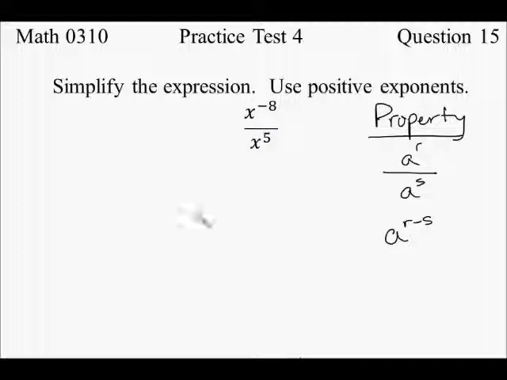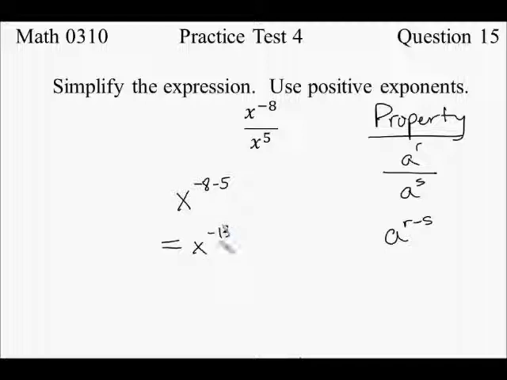So this really becomes, since these are the same base, x to the negative 8 minus 5. In other words, power in the numerator minus power in the denominator. Okay, so now we can simplify that. X to the negative 8 minus 5 would be x to the negative 13. And we would leave our answer like that, but the question says to use positive exponents in our answers. So since we have a negative 13 power here, we need to change this to a positive exponent.